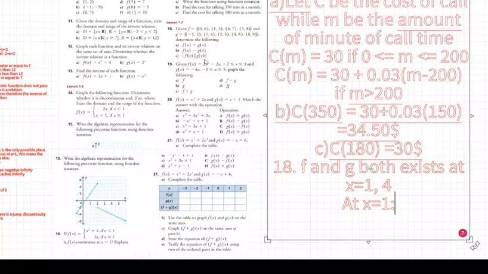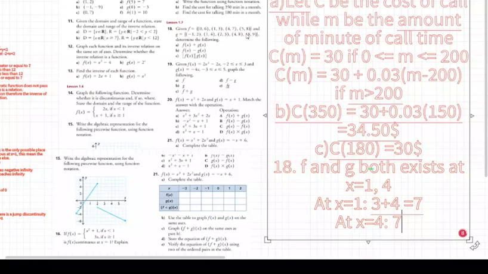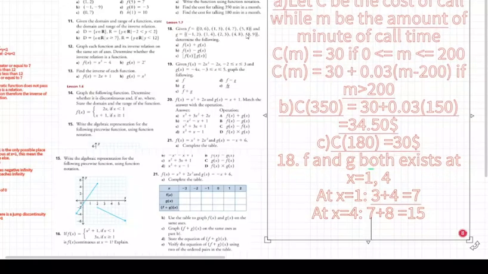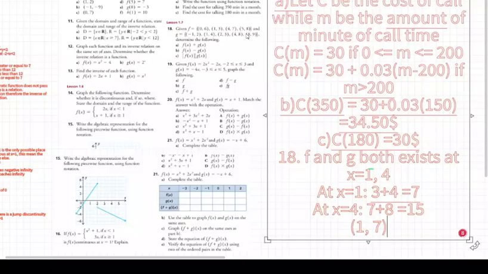We're going to go ahead and just add the corresponding y values. So 3 and 4, so let's add that. 3 plus 4 equals 7. Okay, perfect. And at x equal to 4, we're going to simply add those two. So 7 plus 8 is equal to 15. So now we'll have 1, 7 and 4, 15. We added the functions. That's really simple, right?